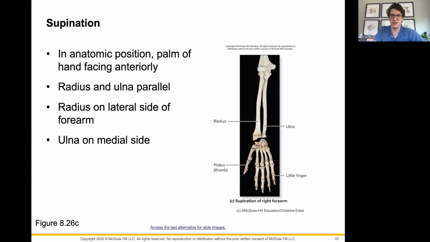So supinated, so pronation is going to be bringing your hand over. Supination would be rotating it back, okay? So supine is going to be with your palm facing up in anatomical position.